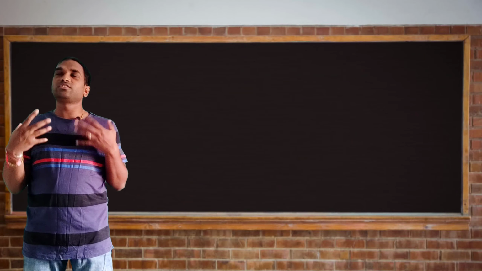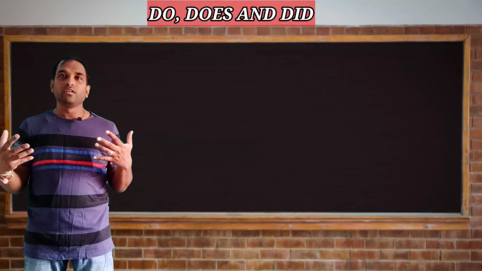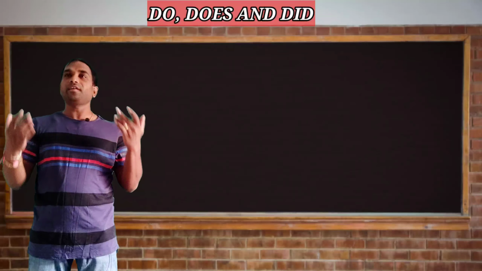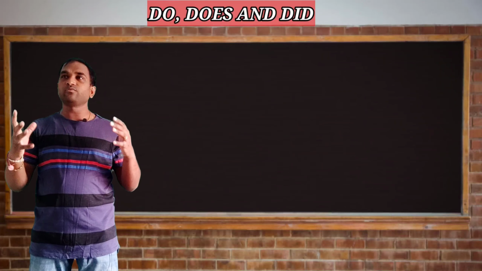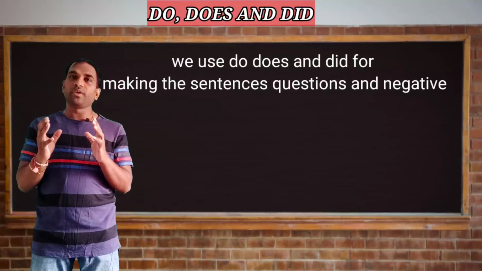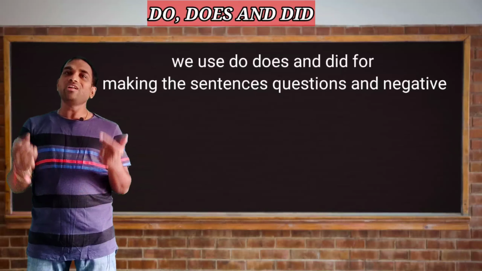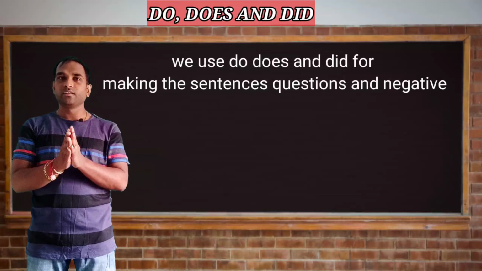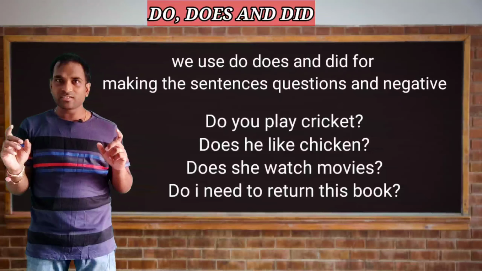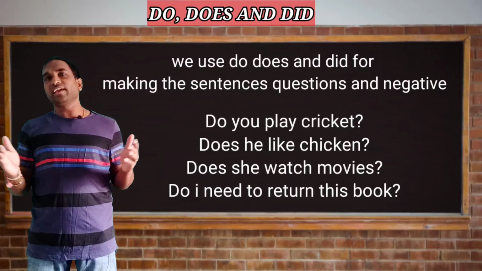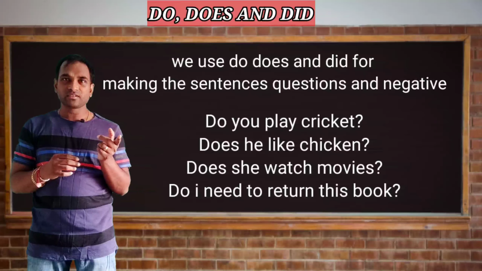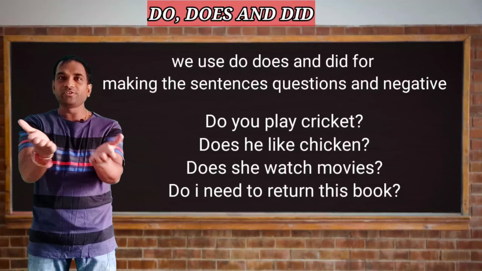Why do we use do, does and did? We use them for making sentences questions or negative. Many a time we use do and does for making a sentence a question or a negative sentence. Let us see some examples here. Do you play cricket? Does he like chicken? Does she watch movies? Do I need to return this book?